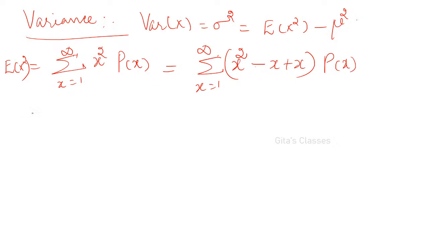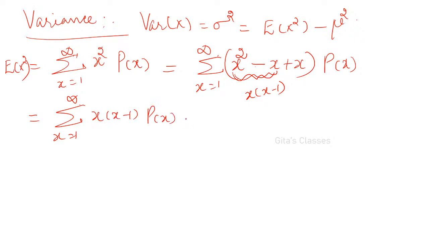So this is equal to sigma x varies from 1 to infinity, and here this x squared minus x can be written as x into x minus 1. I am going to split it into two terms: x squared minus x, and the x term. So x into x minus 1 into p of x is one term, plus sigma x varies from 1 to infinity, x into p of x. What is this x into p of x? It is nothing but mu, the mean, right?